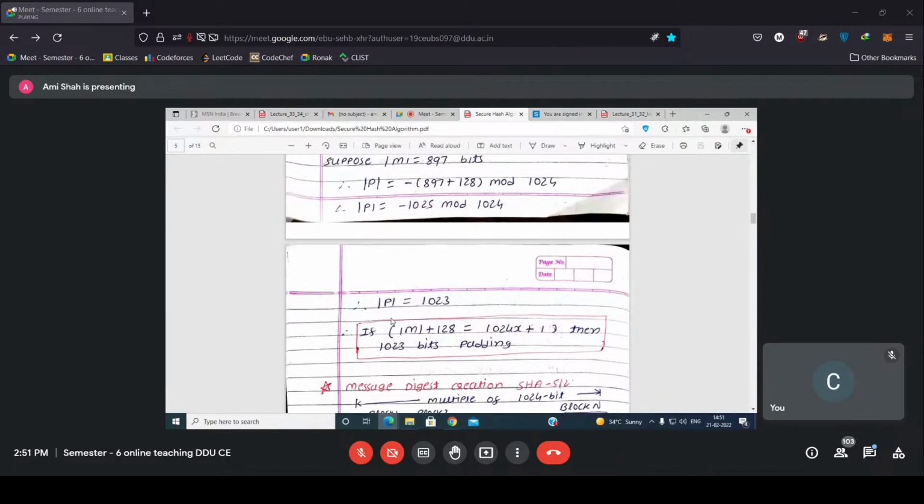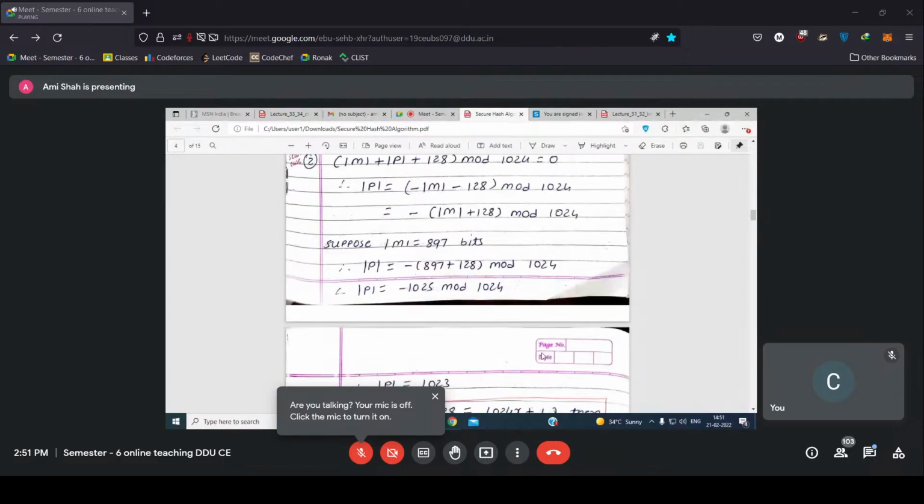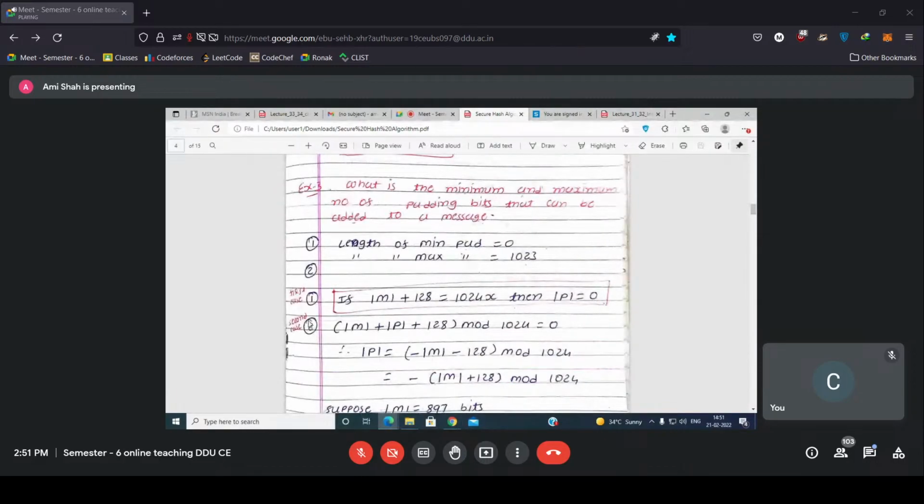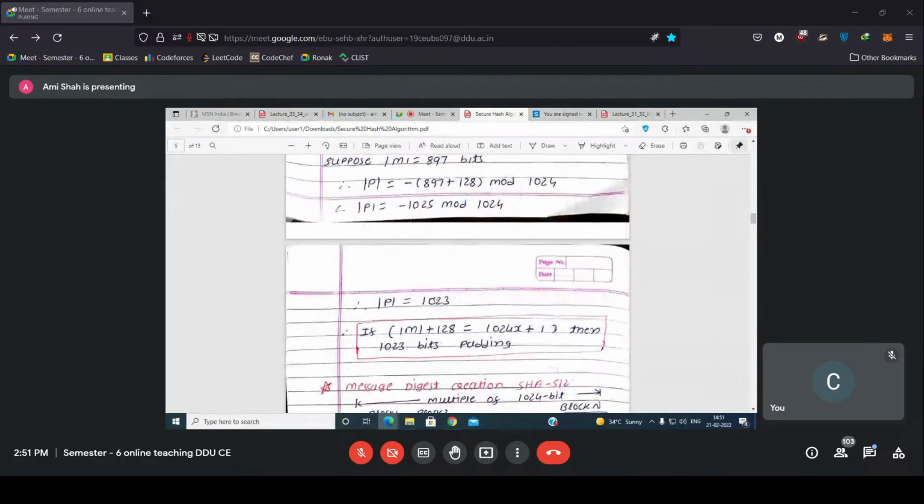So here I can say that if my message plus 128 is, because here it's 1025, equal to 1024 plus 1, then how much padding is required? 1023 bits of padding is required, right? So these are the two cases, first case and second case, right?